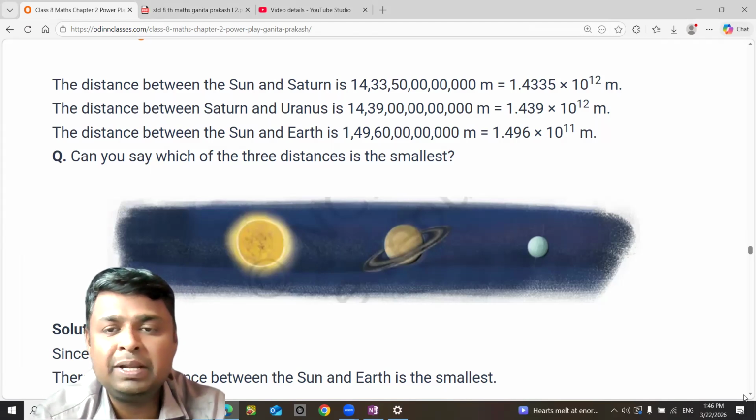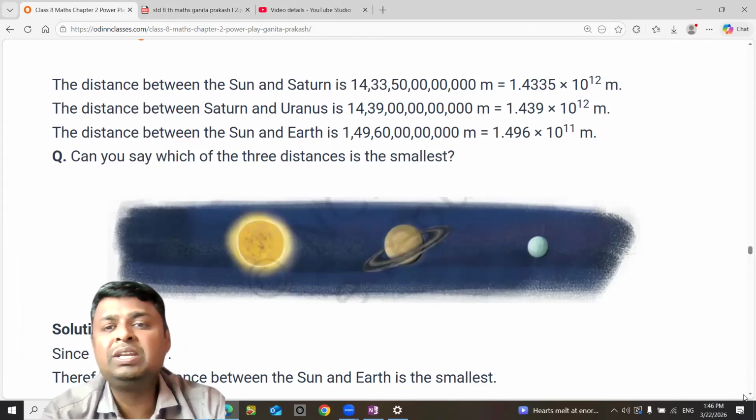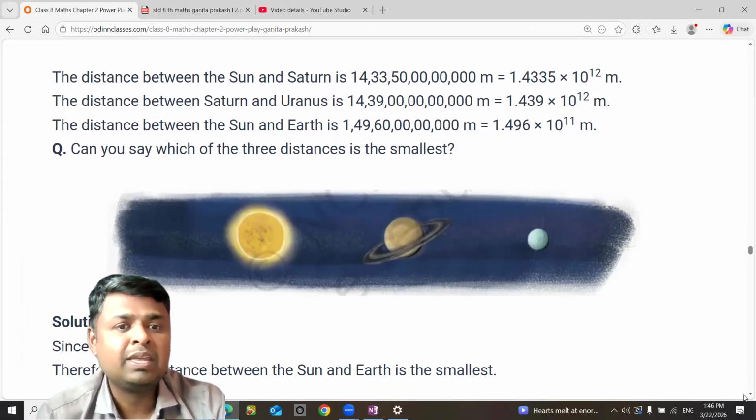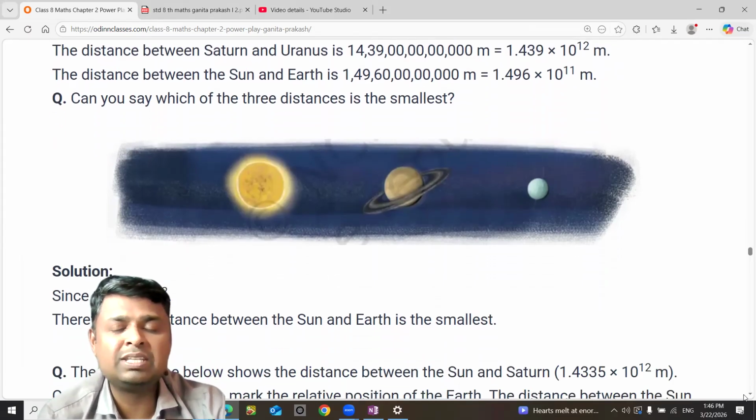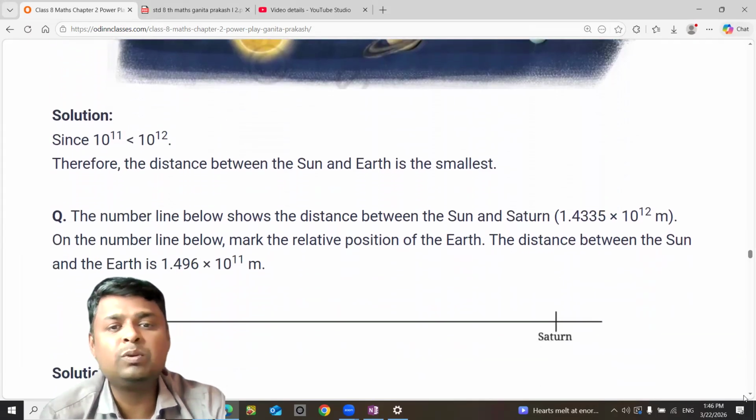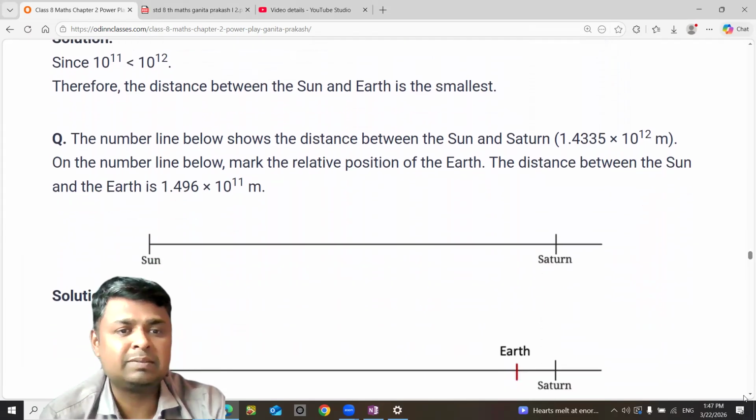So the first number can be written as 1.4335 into 10 raised to 12. And other distances can be written the same way. What can you say about these three distances, which is the smallest? 10 raised to 11 is smaller than 10 raised to 12. Therefore, the distance between Sun and Earth is the smallest.